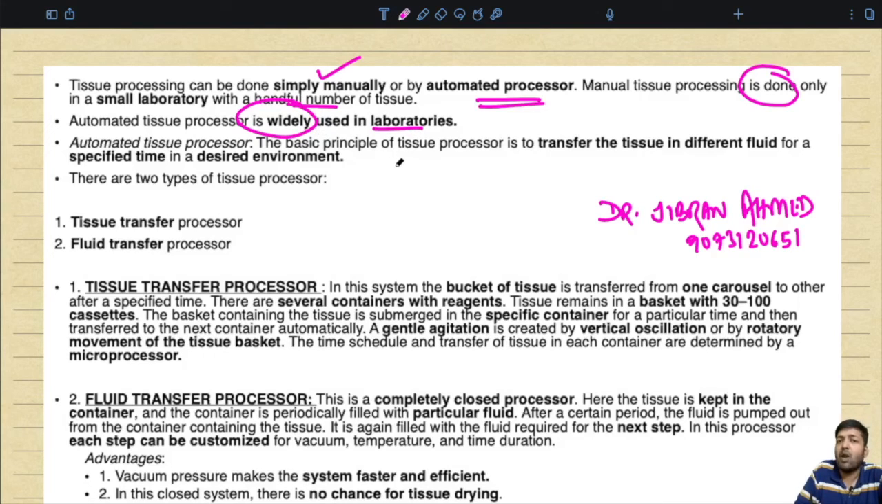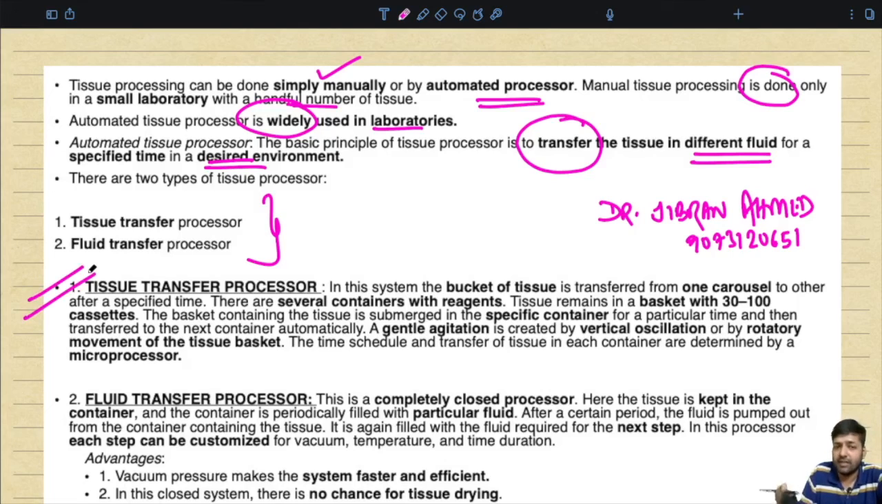The basic principle of the automated tissue processor is to transfer the tissue into different fluids for a specified time in a desired environment. There are two types of these tissue processors. The first type is called the tissue transfer processor. As the name suggests, the fluid remains the same and only the tissue is moved from one fluid to another. In this system the basket of tissue is transferred from one carousel to another after a specified period of time. There are several containers with different reagents.